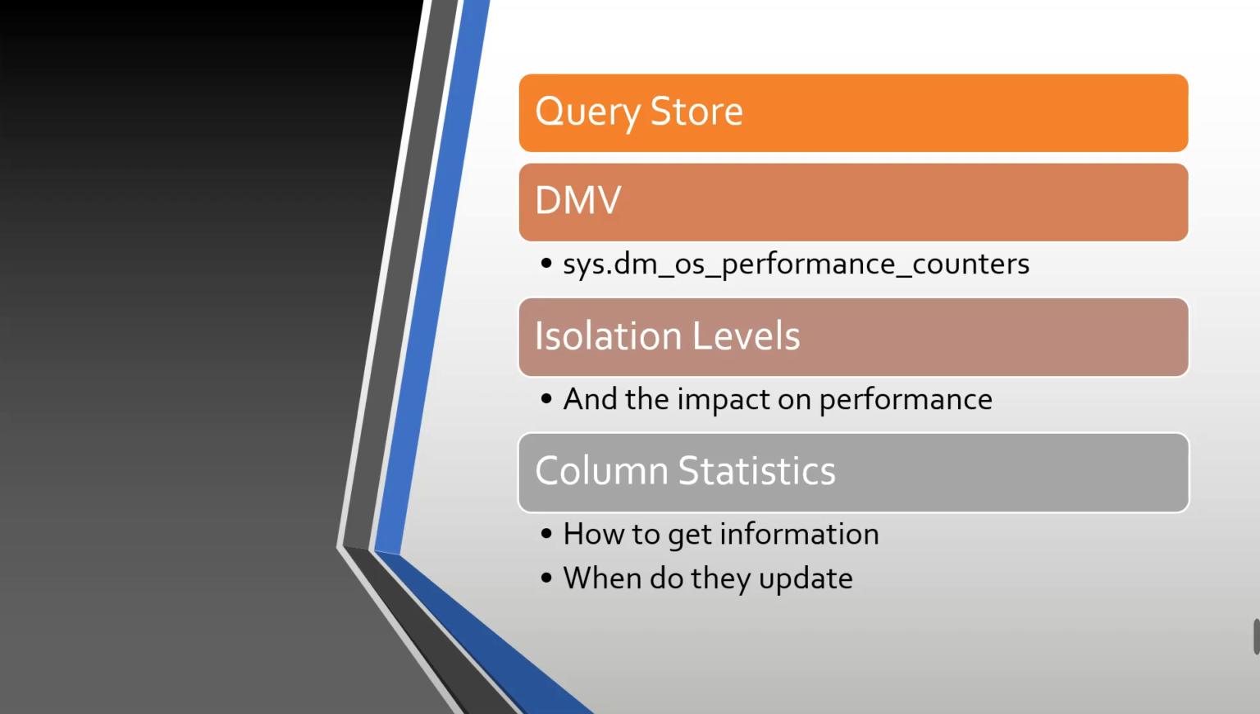We're going to talk about the various isolation levels of reading and writing of data and how they can conflict with each other and have an impact on performance. Column statistics, we're going to get into what are they, how are they created, and how can they have an impact on performance. This is very important, and some of the internals inside SQL Server are many times overlooked.